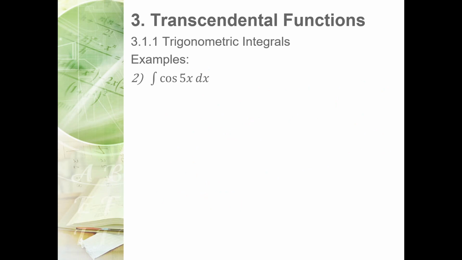All right, so let's go to the next example, which is the integral of cosine 5x dx. If you're going to answer this directly, the answer would be: the integral of cosine is sine, right? Because the derivative of sine is cosine. So if you answer this directly, this is going to be sine 5x plus c, right? So it seems there's nothing wrong, right? We can answer it this way.